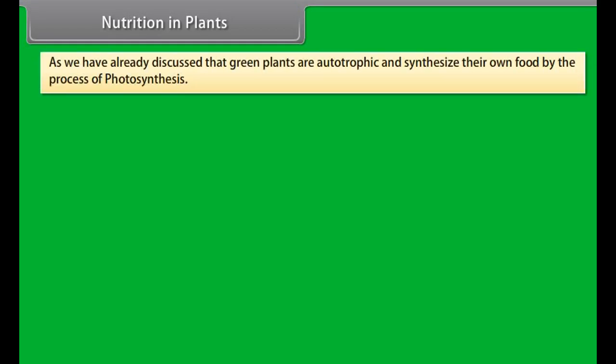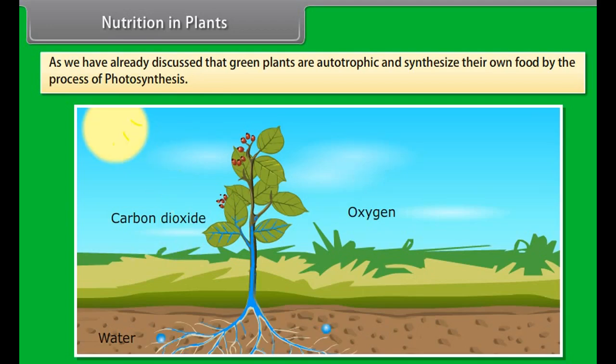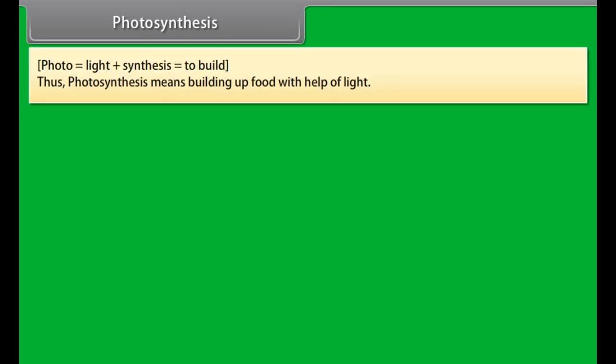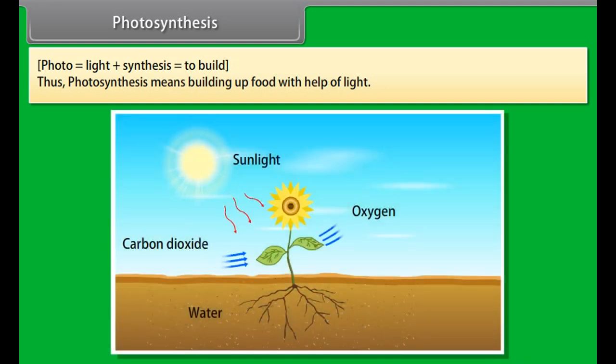amoeba. Nutrition in plants. As we have already discussed, green plants are autotrophic and synthesize their own food by the process of photosynthesis. Photosynthesis. Photo means light and synthesis means to build. Thus, photosynthesis means building up food with the help of light.